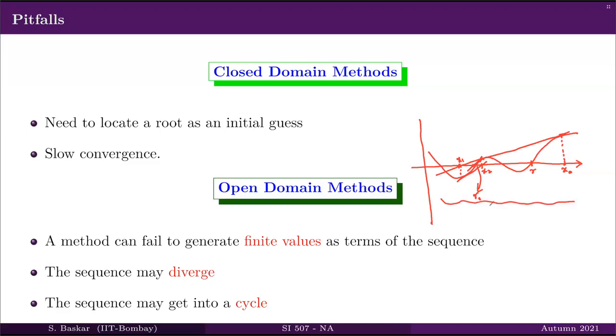These pitfalls are not only for the Newton-Raphson method, they can be there in the secant method also, and even fixed point iteration methods can suffer from such pitfalls.